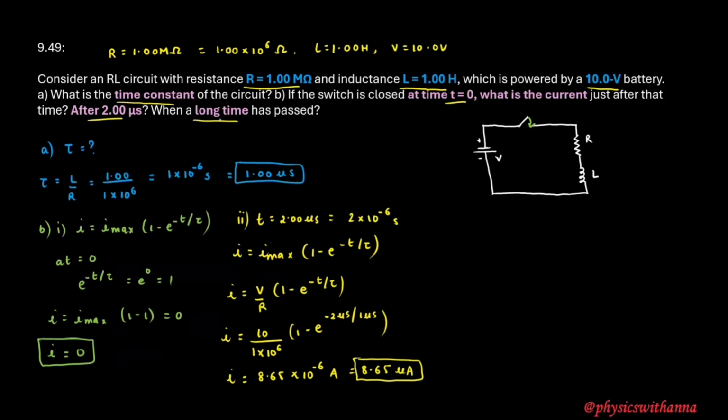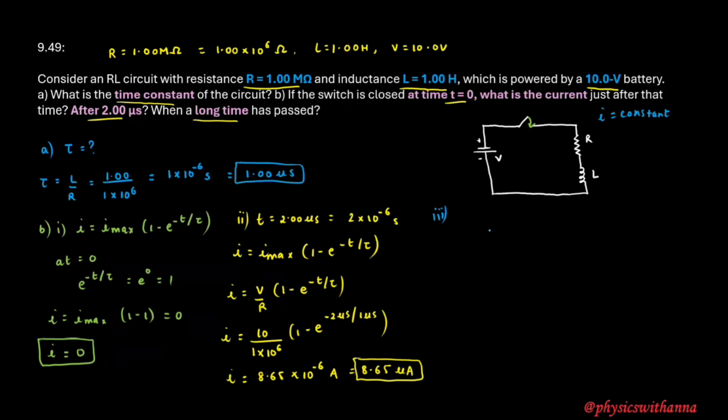Then in part 3, we need to find the current when a long time has passed. So when a long time has passed, that means the current has reached a steady state. And if the current becomes constant, there is no change in magnetic field because of this current. And if there is no change in magnetic field, there is no change in magnetic flux. And without a change in magnetic flux, the inductor does not induce a back EMF. So in absence of any back EMF, the current becomes the same as that provided by the battery voltage in the presence of a resistor. The inductor acts as a simple wire without having any effect on the circuit.